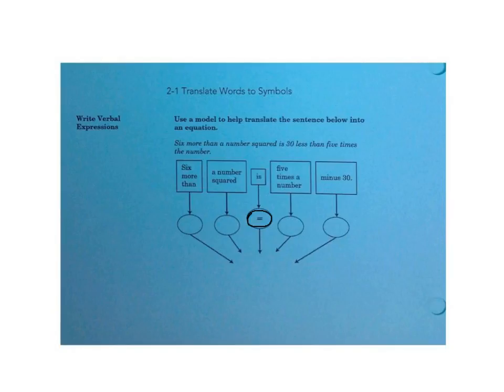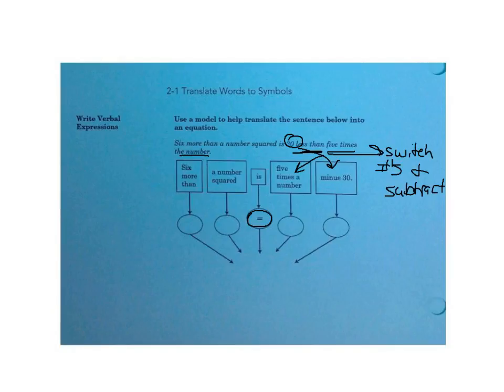Now here, because of the words less than, remember that tells us to switch our numbers and subtract. Okay? So that's why in the boxes, your 5 times a number is in the first box, and then 30 is in the back one with the minus attached to it, because you're taking that minus 30.